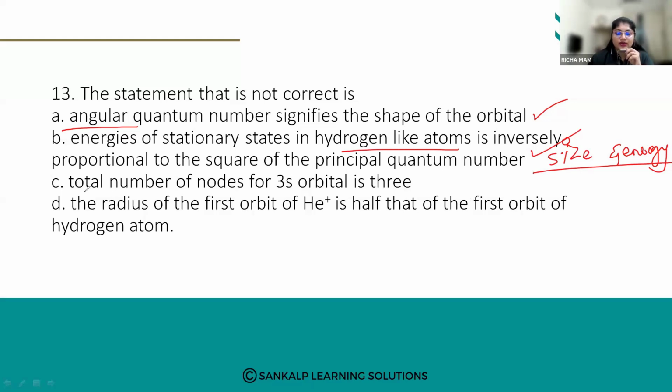Then option C: total number of nodes for the 3s orbital is 3. Now, what do you mean by nodes? Whenever you want to calculate the nodes, what do you mean by nodes? Anybody knows what nodes are? Node means what?